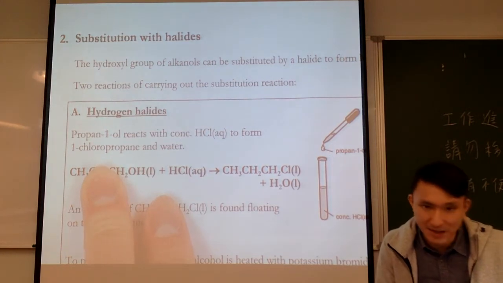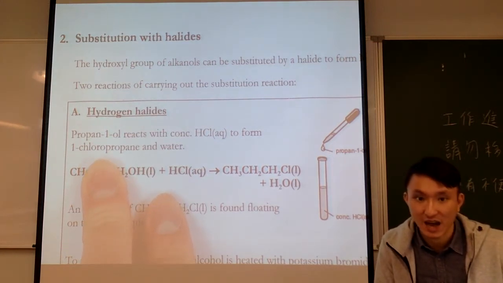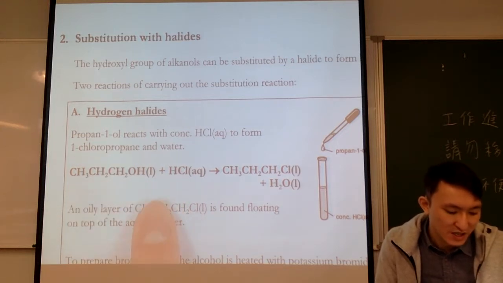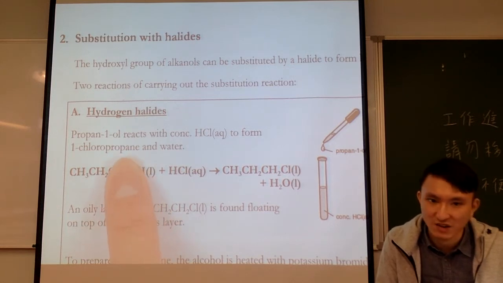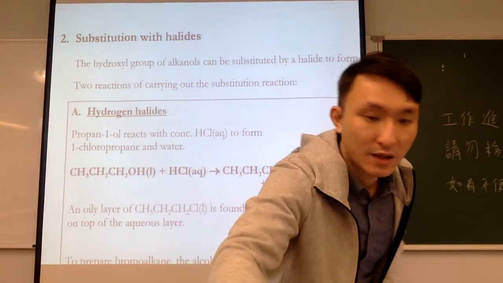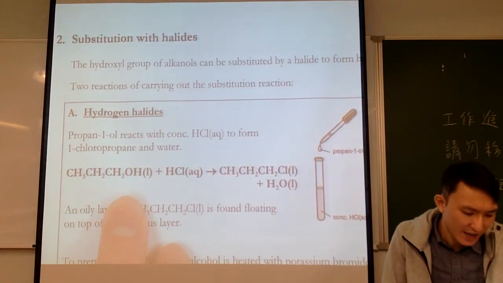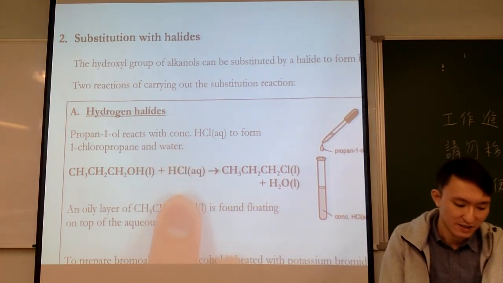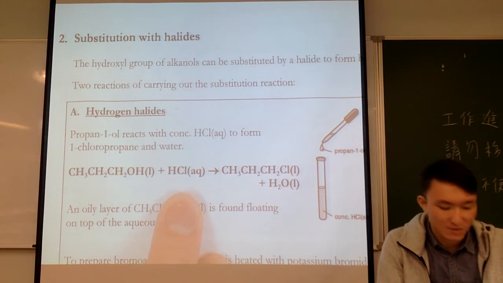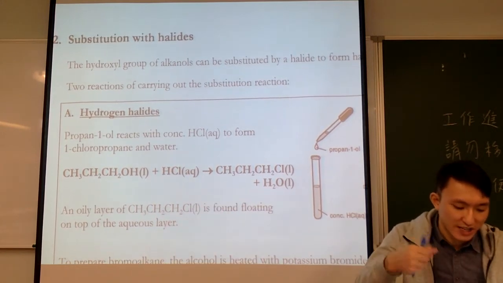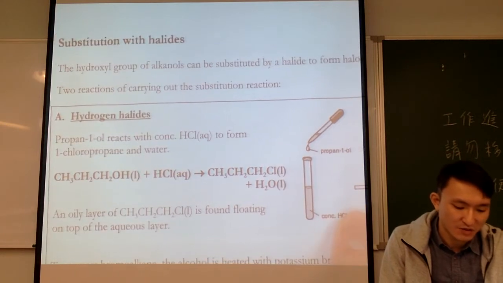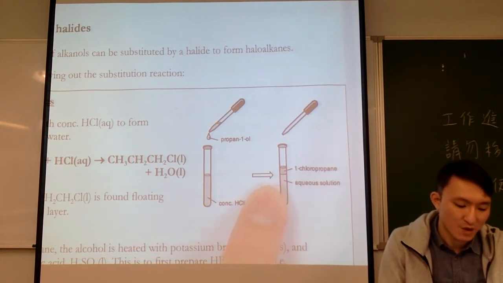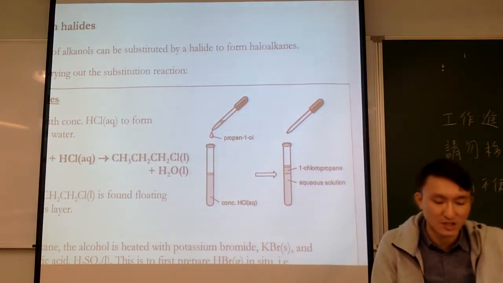Now, but it depends on which halide we are trying to introduce into the alcohol. Now, if you want to produce chloroalkane, then what we try to do is to add conc. hydrochloric acid, okay? And it does not require heating. Once you add it inside, you sort of shake it, okay? And then it will produce 1-chloropropane, which is immiscible in water, and therefore it will float at the top. Okay, you should see two layers.